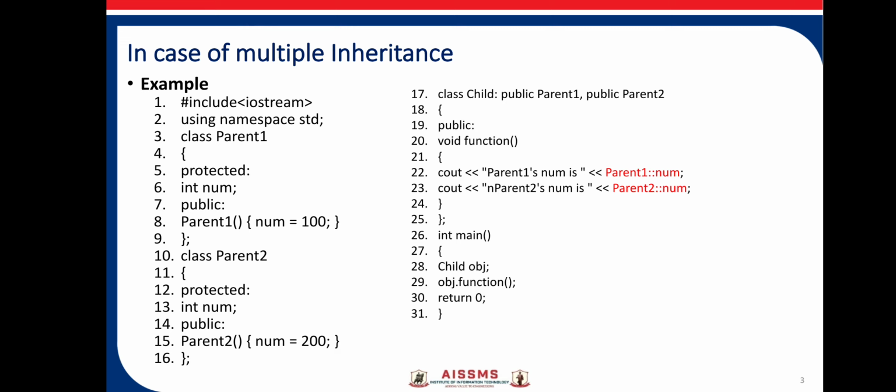Similarly, a num variable which has a similar name in parent class 1 and parent class 2, but right now at line number 23 we want to access the variable value of parent class 2. So the statement will be parent 2 scope resolution operator num, which is highlighted in a red color at line number 23.